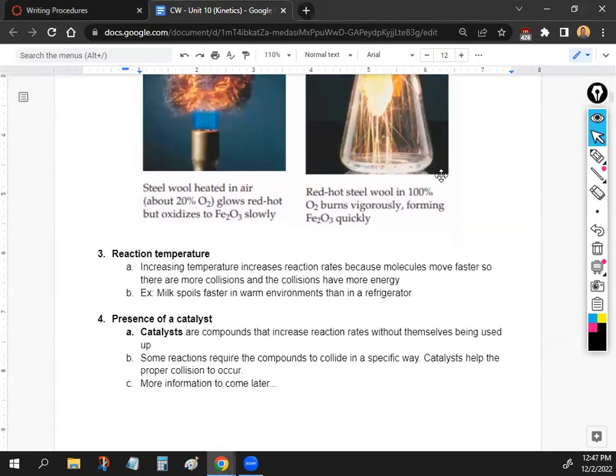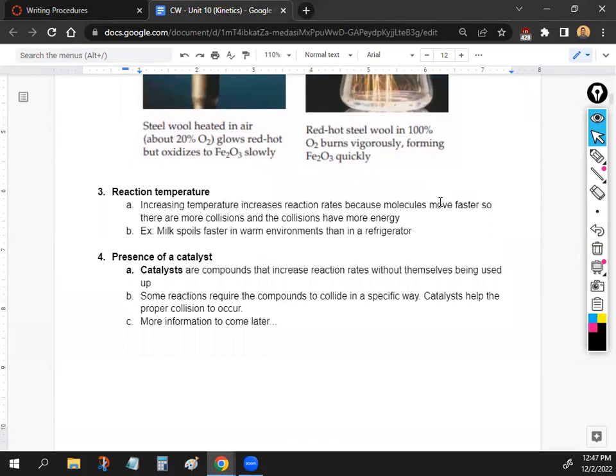Okay, next one, reaction temperature. Now we know that when you increase the temperature of a compound, it's going to make the compounds move faster, right? And so the faster it moves, the more energy it has, the higher chance of the reaction going more quickly. A good way to think about this is the chemicals inside of milk. If you put them in a fridge, it takes a long time for them to degrade and spoil. But if you leave milk outside on a hot day, that milk's going to turn nasty real quick, right? It's because the compounds are reacting faster. They're degrading faster, okay? So those are 3.